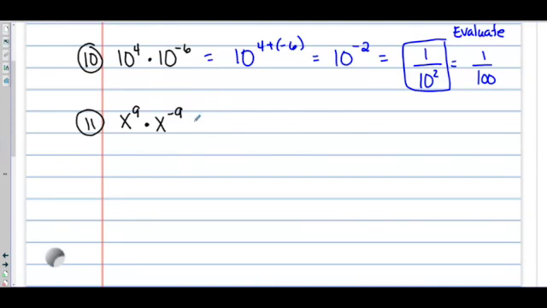All right, let's see how we did. So you keep the base, and we're going to add the exponents. So it's going to be 9 plus negative 9. Well, 9 plus negative 9 is 0. And x to the 0 power is 1. So our answer is 1.